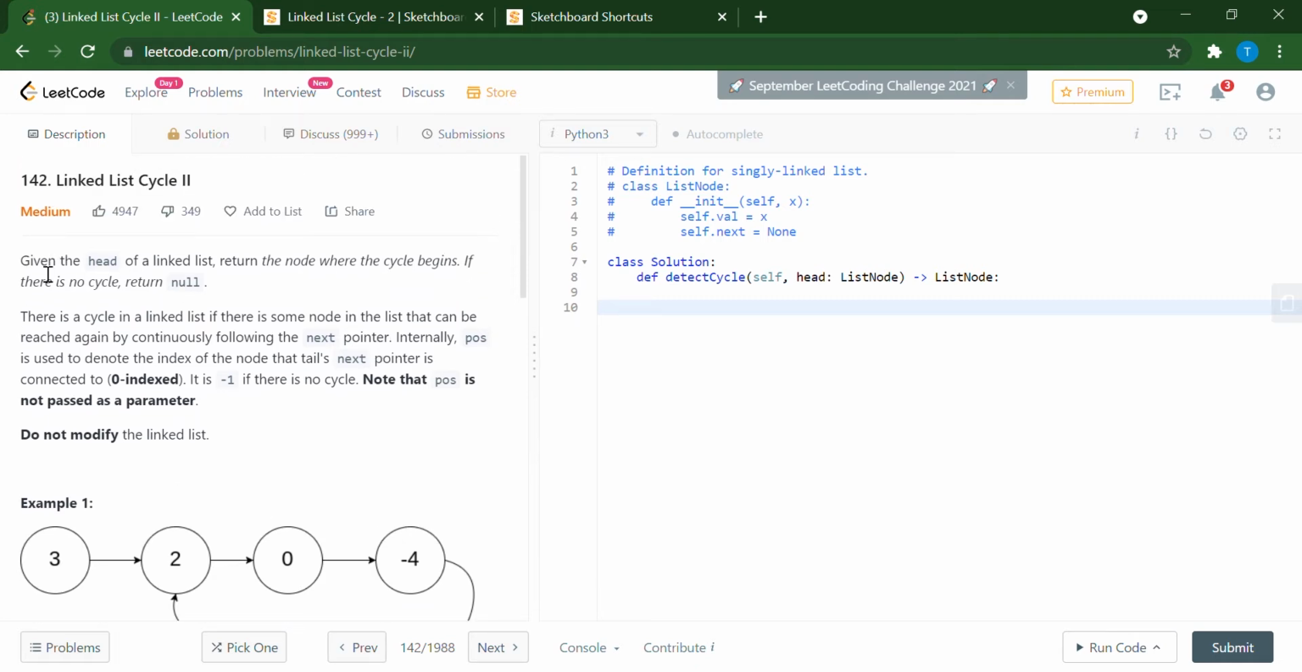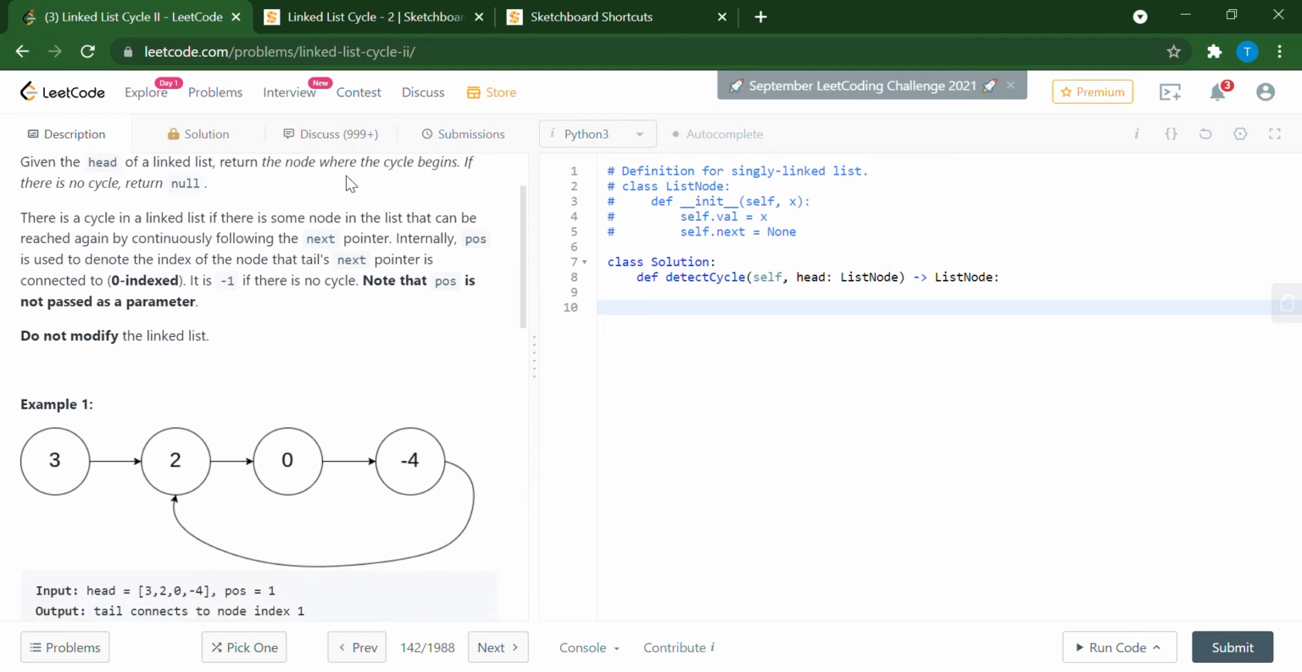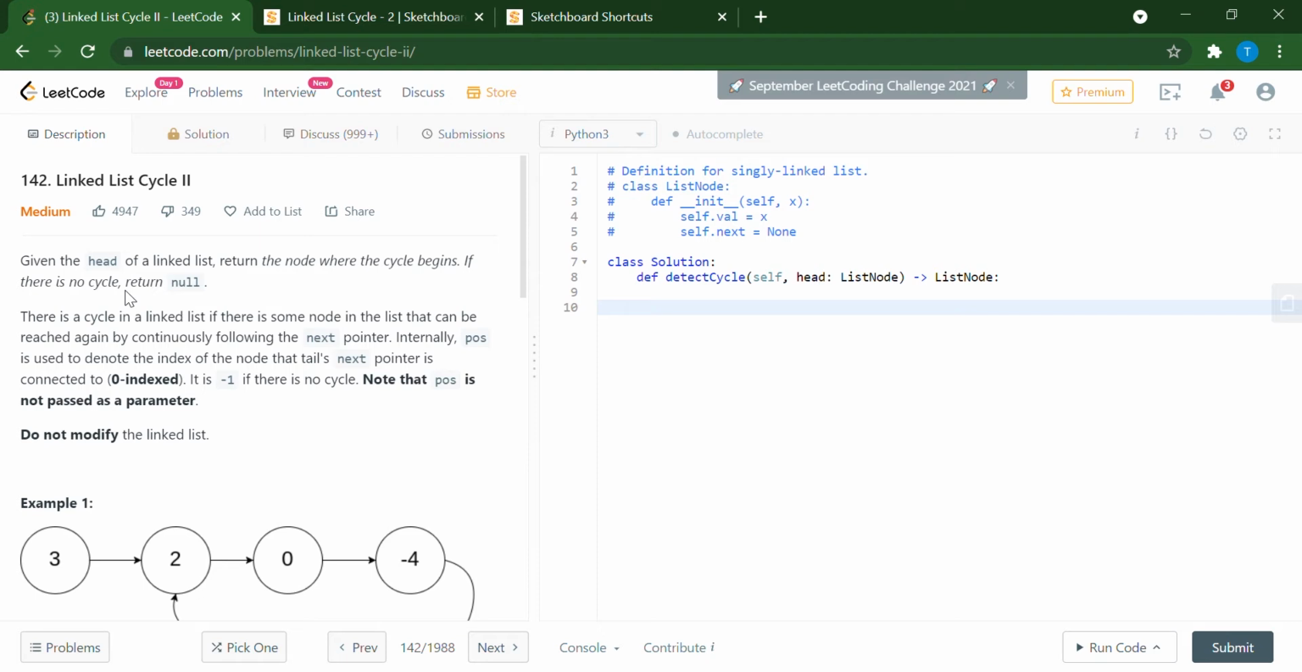Now this question says that given the head of a linked list, return the node where the cycle begins. By this they mean return the node where you first enter the cycle. So in this example it would be 2. If there is no cycle, then return a null value. And an important point that they mention is that you shouldn't modify the linked list in any manner.